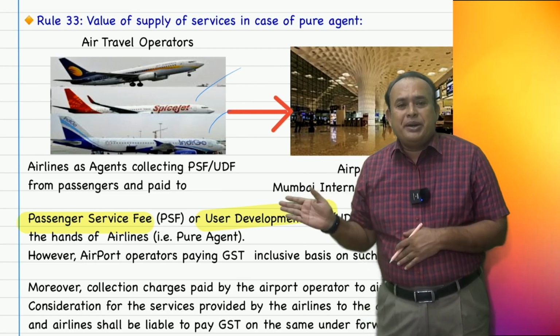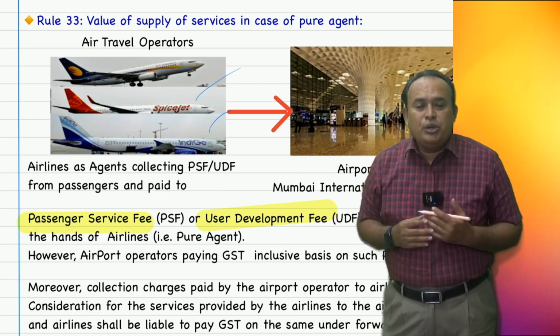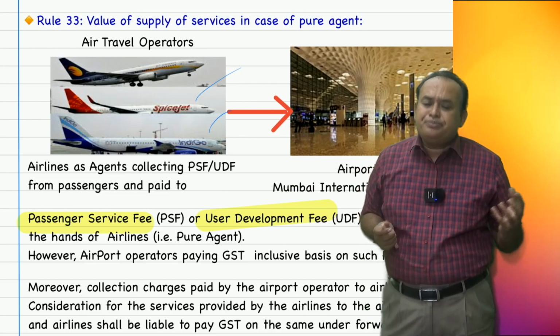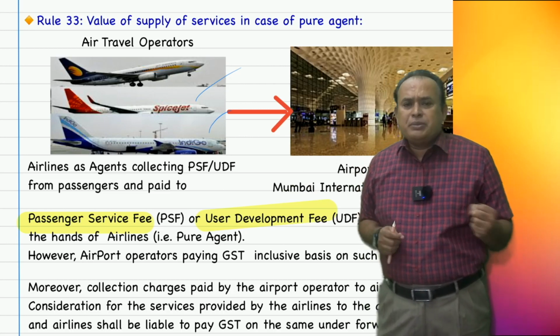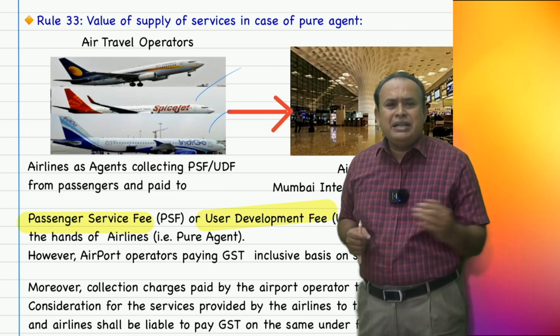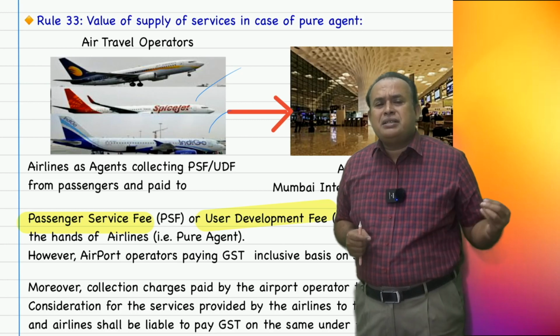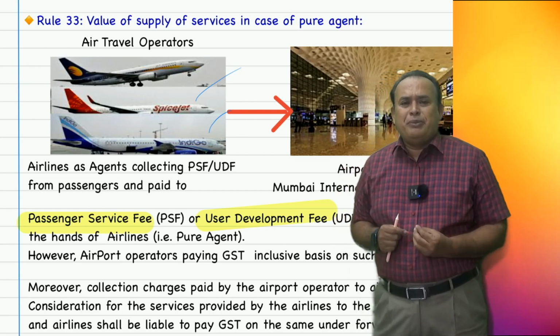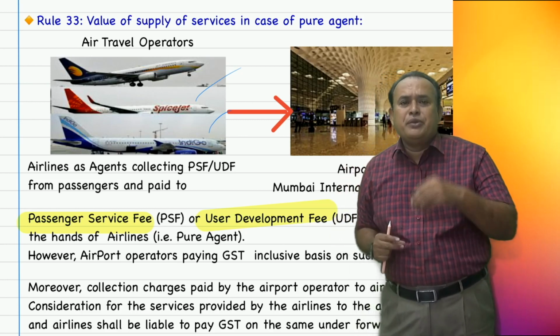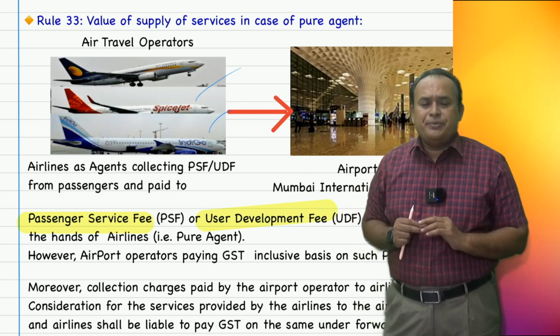Air travel operator said, yes sir, we'll do it for you. We will collect the passenger service fee from the passengers traveling in our aircraft. Along with our airfare, we will collect this passenger service fee also, 150 rupees per passenger, and the same 150 rupees will be given to you after collecting from the passengers.